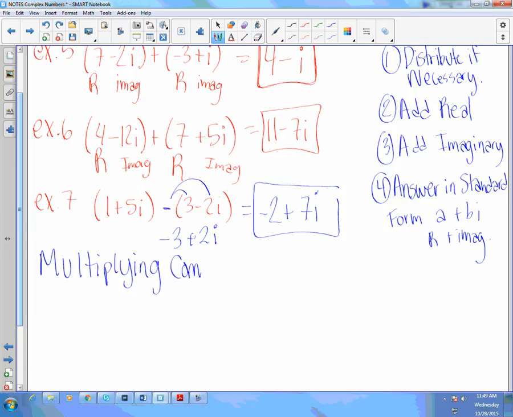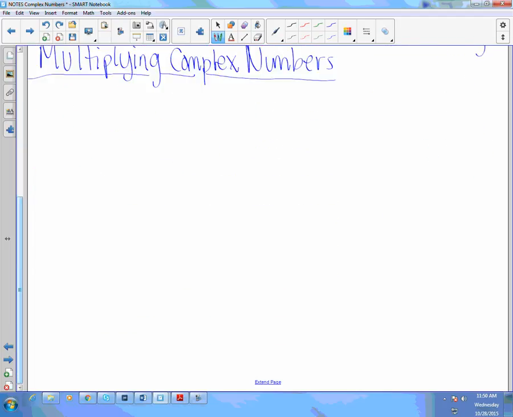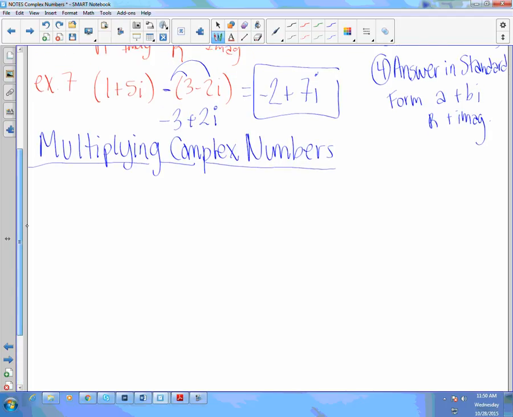Learn how to multiply complex numbers. The good news is we don't need to learn how to divide because that gets a little complicated and it goes on forever, so we're not going to learn it. Multiplying complex numbers, you probably already know how to do this. There's just one detail we need to make sure is fixed before our answer is written.